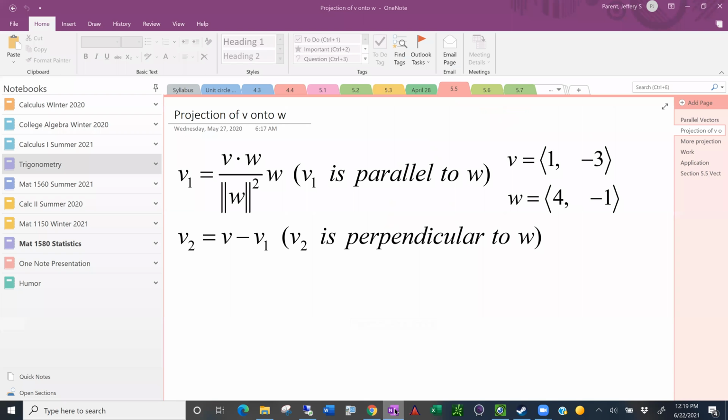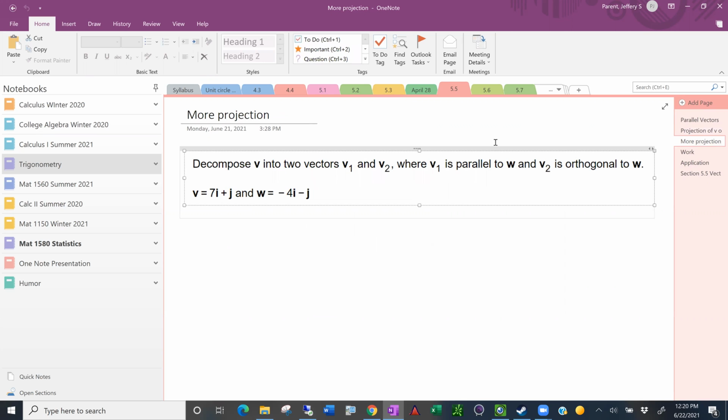If not, then we can actually work with the mechanics. Now, you should have a copy of this in D2L or in the chat, so you can print this formula off if you like. If you're allowed to have a cheat sheet, then this would be one that I'd put on the cheat sheet. So vector V1 is just a scaled version of W. You're taking this scalar, V dot W divided by the length of W squared, and multiplying it by W. And then V2 is just obtained by subtraction. It's V minus V1. So let's put that into action with this particular problem.